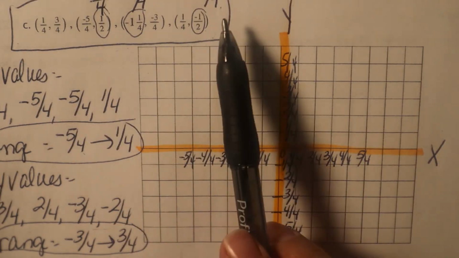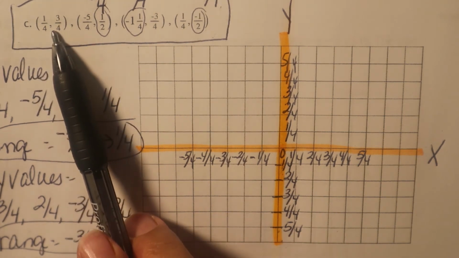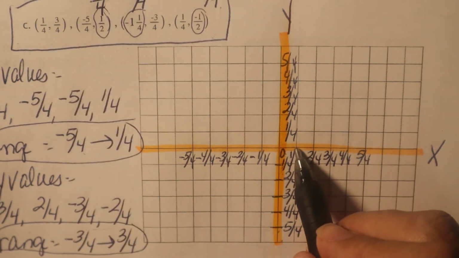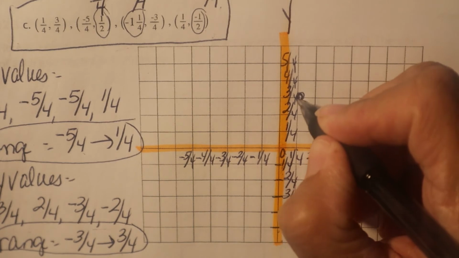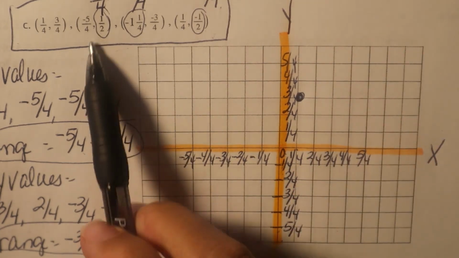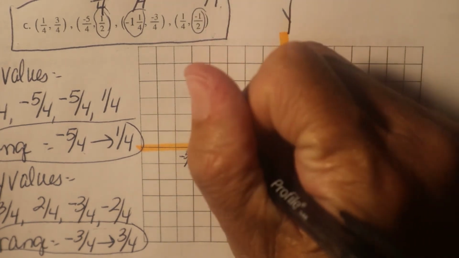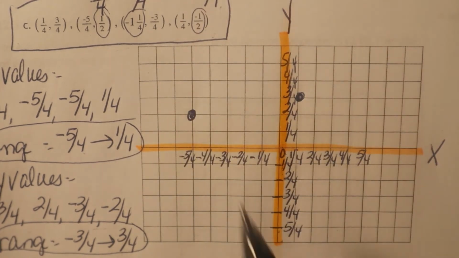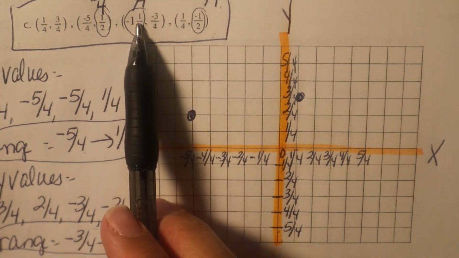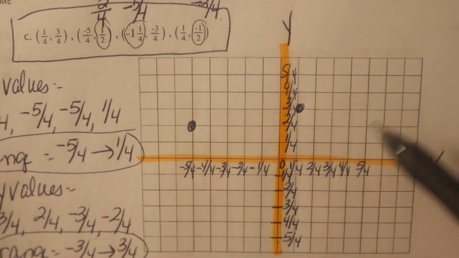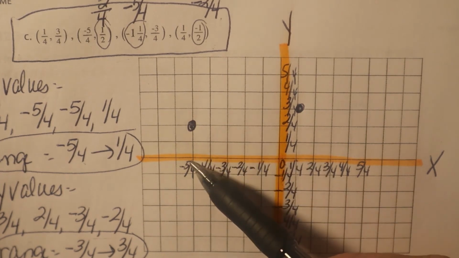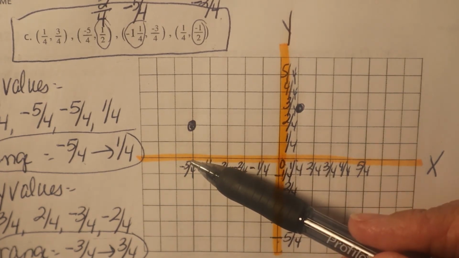Easy part, plotting your ordered pair. So let's start with the first one. 1/4, go over 1, go up to 3/4. You're right here. Next ordered pair, -5/4, then up to 2/4, right here. Third ordered pair, again, that's why I wanted you to change it, -5/4. So again, going over to -5/4, but now we're going to go down to 3/4.